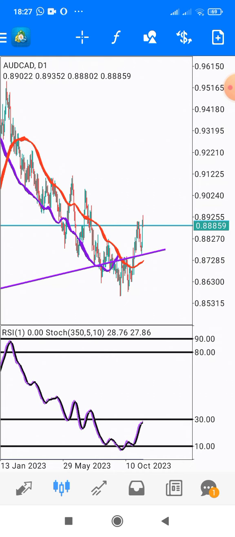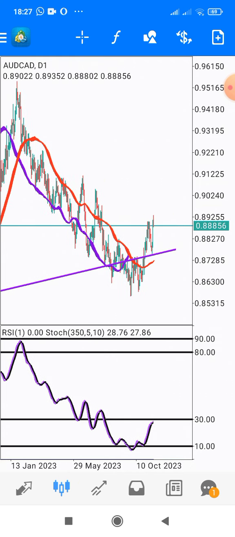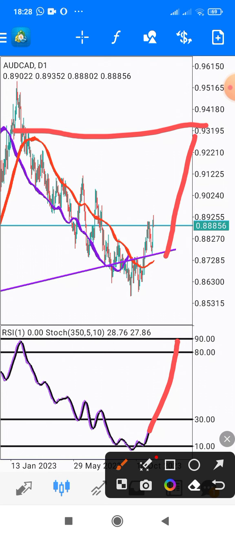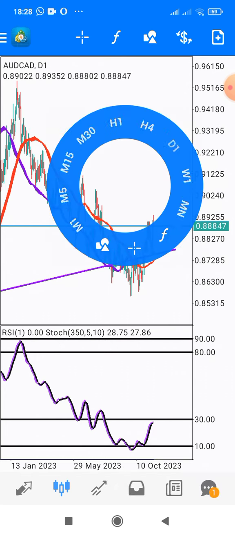You see, this is the daily chart. This market is supposed to move back to this upper region. Sorry, it is supposed to move back to this section. Sorry, my line is not that straight. So from here to here. So what you are waiting for, this being a daily chart, is you go back.